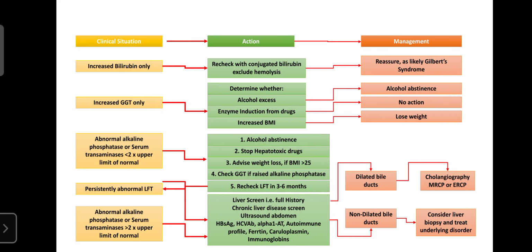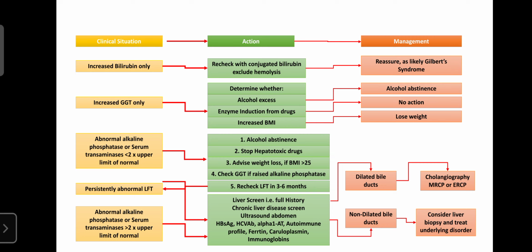In the clinical situation where only the bilirubin level is increased, it does not indicate that he can suffer from jaundice. But you can take actions like rechecking the conjugated bilirubin level and also excluding hemolysis. Then, for management, research things like Gilbert syndrome. Once again, you can monitor whether he is suffering from Gilbert syndrome or not.